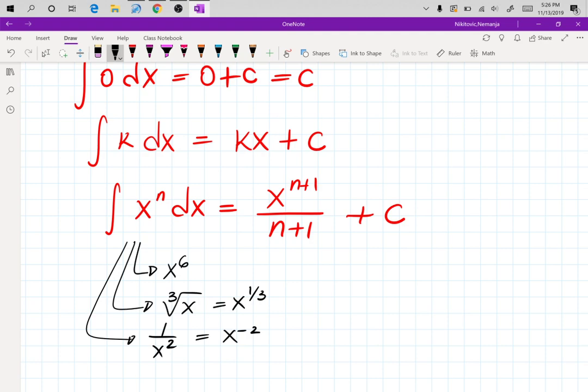So 3 different types of functions covered in one formula, just like in the derivative. And you will always use the same n plus 1. So 6 plus 1 is 7, 1/3 plus 1 is 4/3, negative 2 plus 1 is going to be negative 1. So if I have the integral of x to the 6 dx, the answer is x to the 7 over 7 plus c. Because all I did is my n was 6, so 6 plus 1, right? 6 plus 1 is 7.